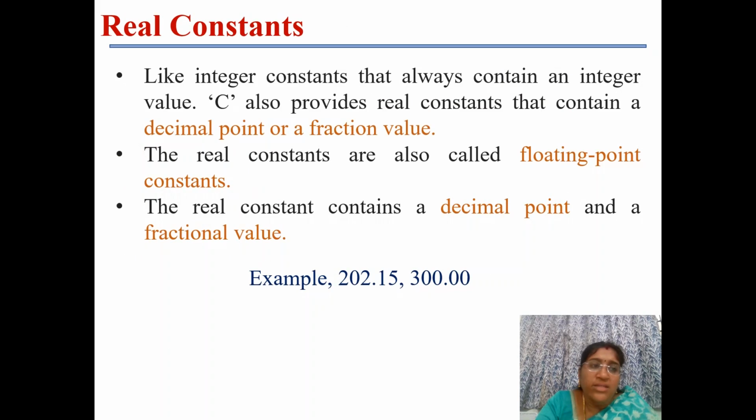Next, real constants. Unlike integer constants, which always contain an integer value, C provides real constants that contain a decimal point or fractional part. So A equal to 10.17 has a decimal point and a fraction. It's a real constant.